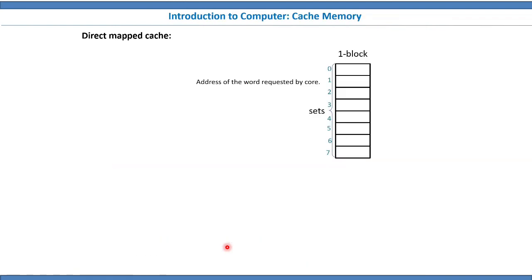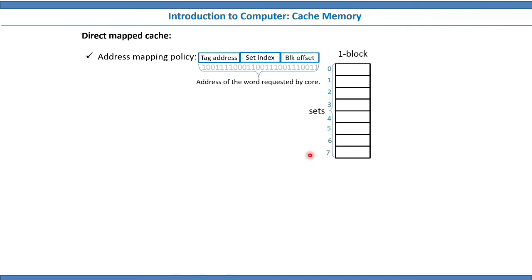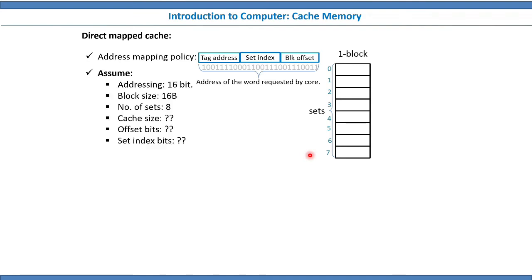Now I'll explain to you the structure of a direct map cache. The structure of a direct map cache is like this. Assume that this is a cache where these rows are called sets, and this is called way. So there is only one way here, only one column. Each row is called a set here. Now assume that the addressing is a 16-bit address. So this is the address.